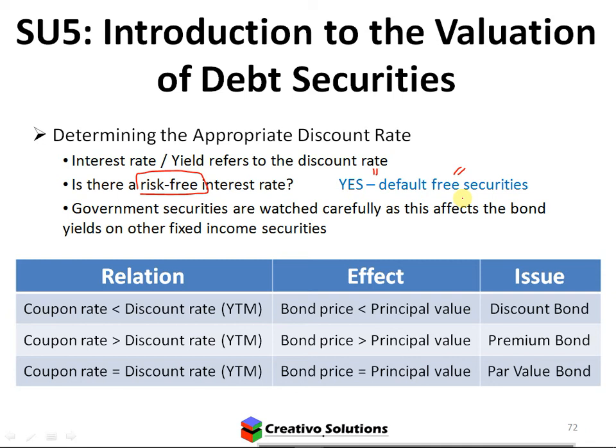And then again, don't forget your basic principles. This is important. You need to know when I have a premium, when I have a discount, when I have par, obviously looking at the coupon rates and the discount rates.